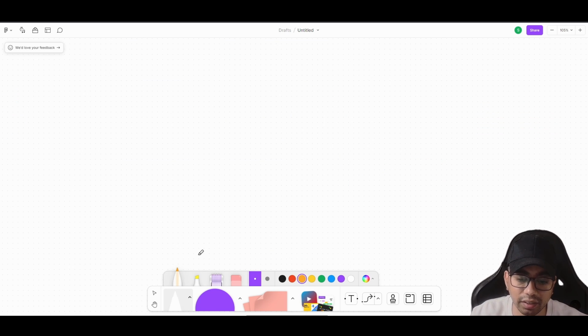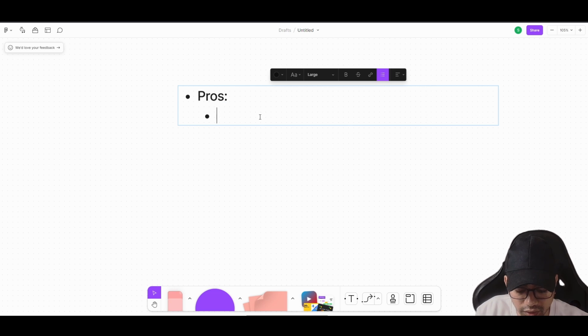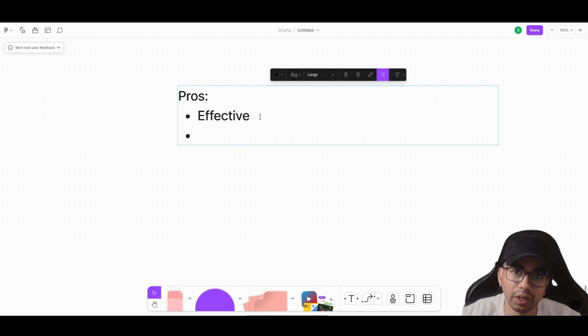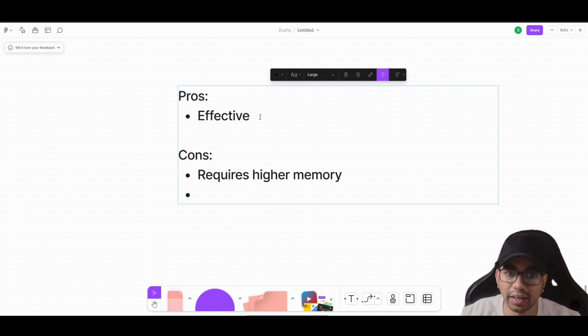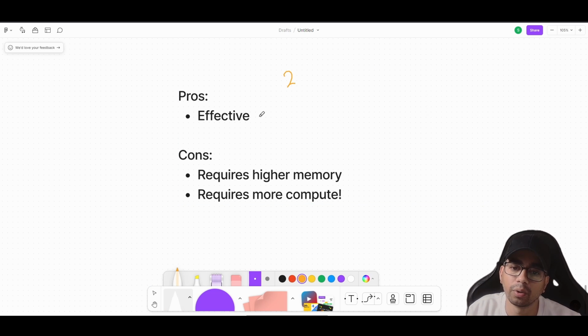Now let's try to understand what the pros and cons of SSAA are. Pros: it's effective because you're downscaling a high resolution image. The output is crisper. Cons: it requires higher memory because you're rendering at a higher resolution. It also requires more compute. You might have heard about 2x SSAA, 4x SSAA, 16x SSAA.